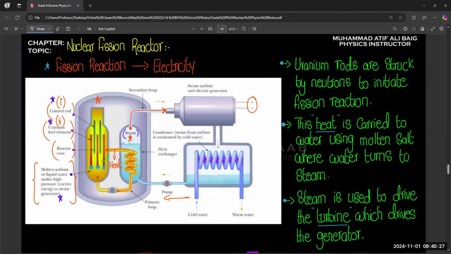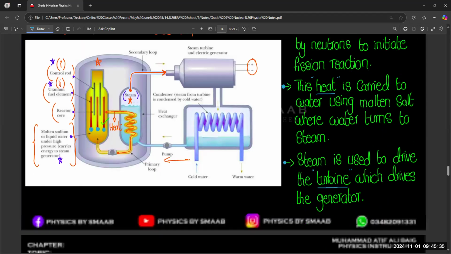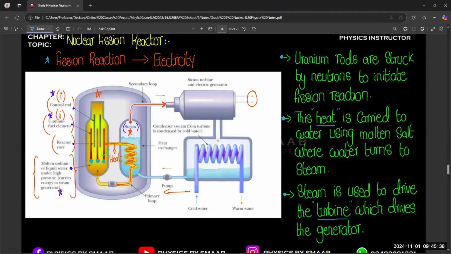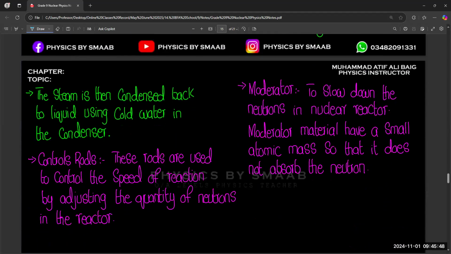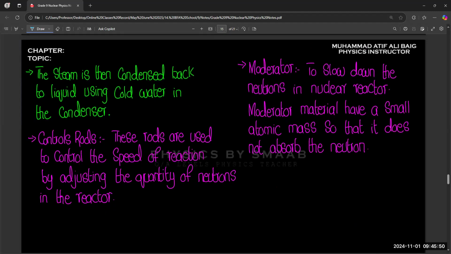So if we talk about the control rod, why we are using it, the control rod is also not mentioned in the process. So why we are using the control rod? It is given in the diagram also. So what is the working of it? So basically, the purpose of the control rod is given over here.